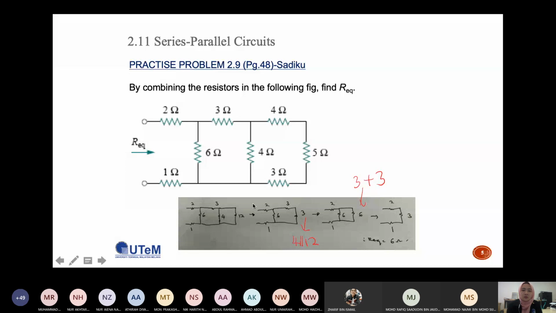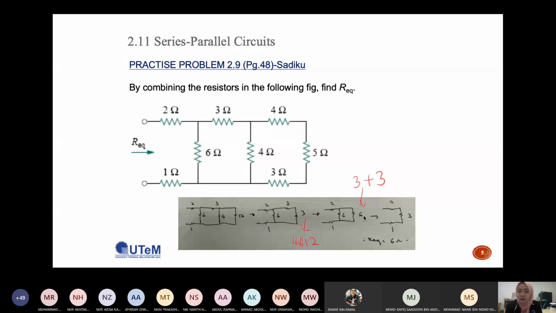Okay. So now from this circuit, you can see that 3 ohms and 3 ohms is connected in series. So the R equivalent 3 is equal to 6. From this circuit, you can convert it to this circuit. So you have the R equivalent 3 now equal to 6. You can see that 6 ohm and 6 ohm is in parallel, so you need to calculate the R equivalent 4, and you will get equal to 3.